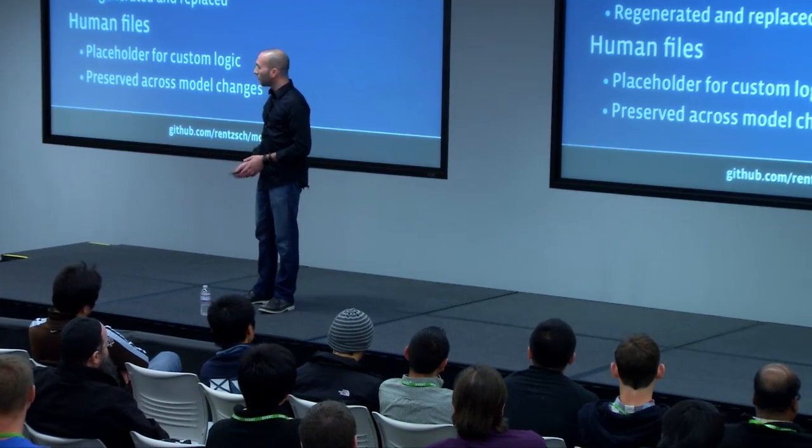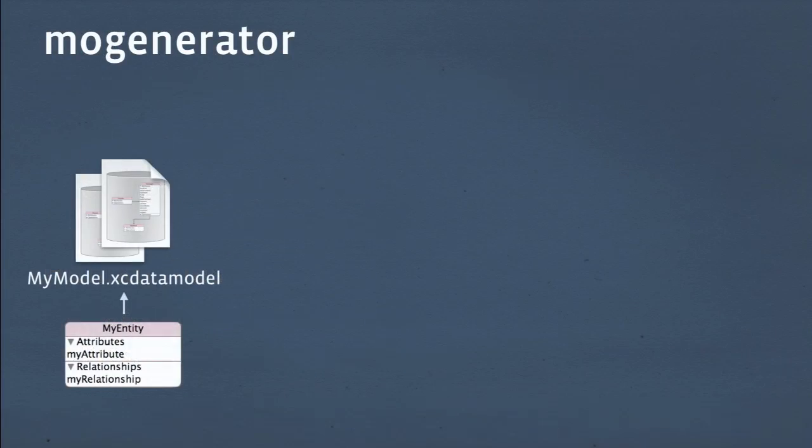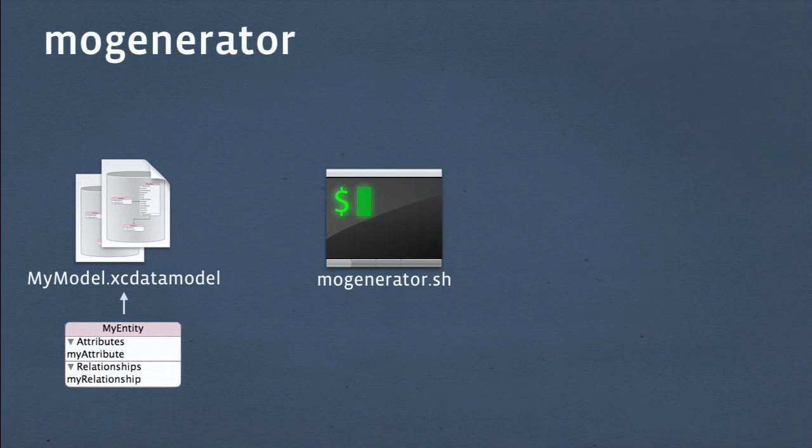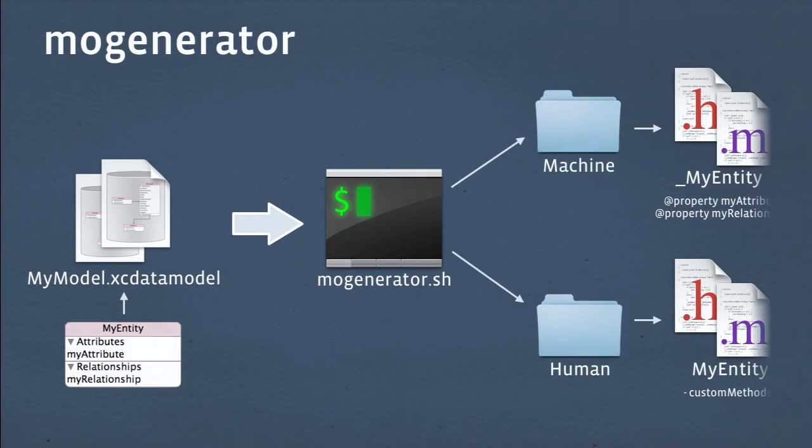It's a GitHub URL. And just to illustrate that really quickly, so here's our core data model. Here's a core data model with one entity in it, and it's got my attribute and my relationship. When I run it through the MoGenerator script, it produces two folders, machine and human folders, each one with two files, a header, and an implementation. Note the underscore in front of my entity. That underscore is actually the base class, which is a subclass of NSManagedObject, but it's the base class for my entity.